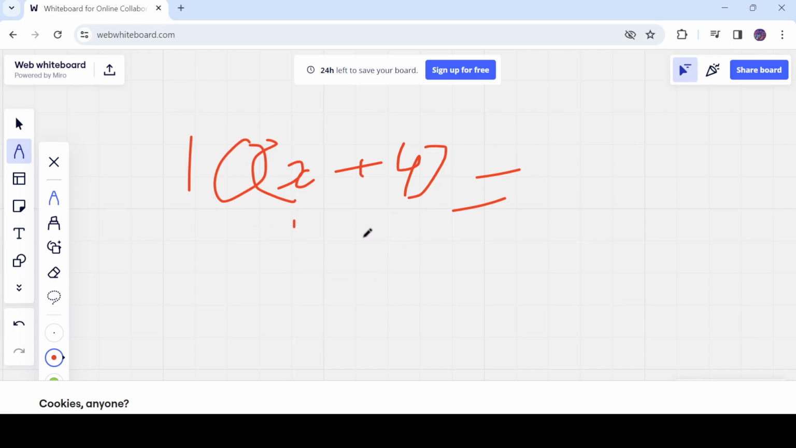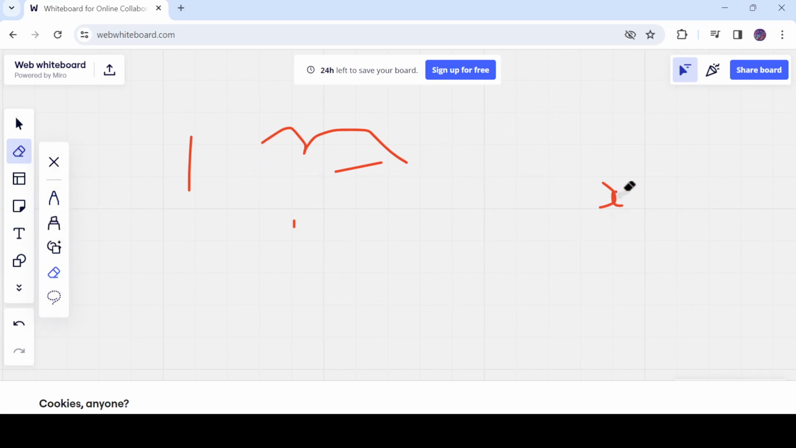Because anything in brackets, anything multiplied by brackets or divided by brackets, the values within the brackets are considered as one whole term. So basically, it's like saying 10 is multiplied by both x and 4. So you get 10x plus 40, not 10x plus 4. But this also applies for anything else in brackets.